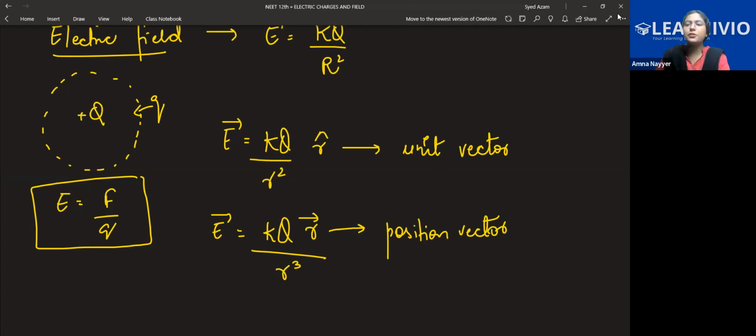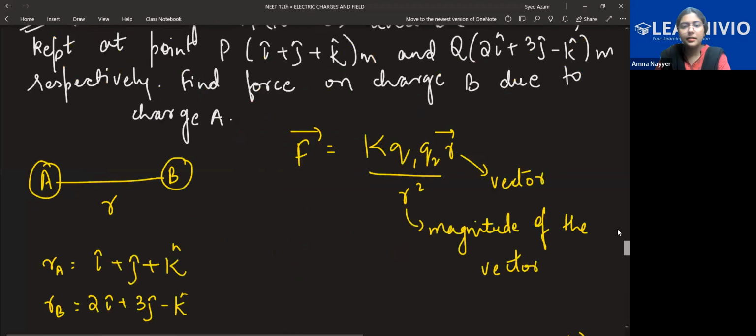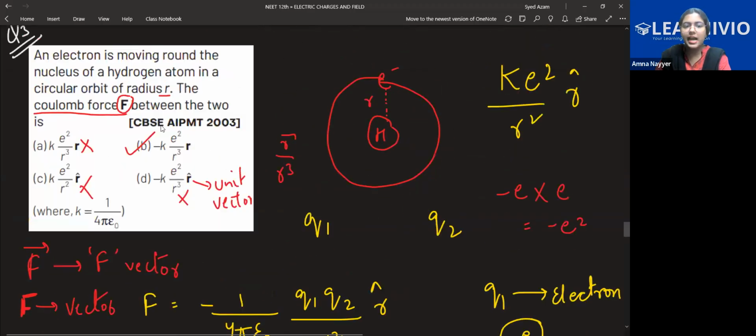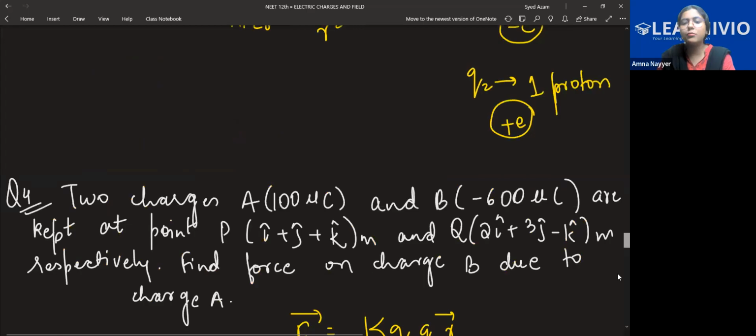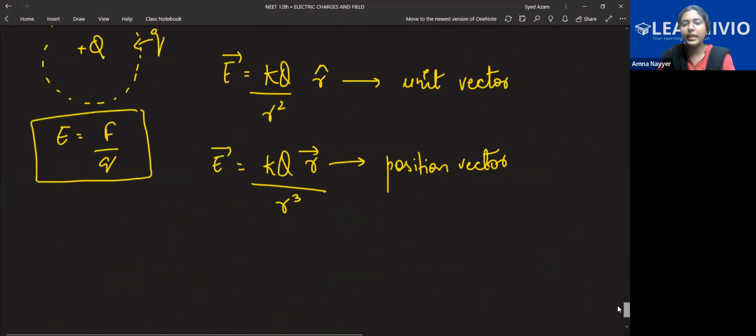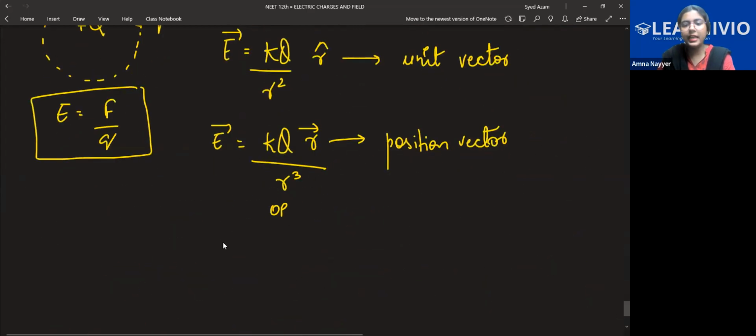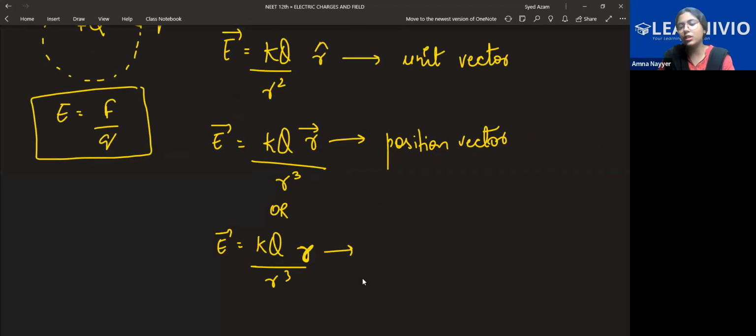Now, if you have the options, like the question that we discussed in the last class, this one, all the options were there. Instead of the vector, it can mention the symbol in bold. This can be written like this: electric field is kq, R in bold, by r cube. This is the same thing. It is also the position vector.